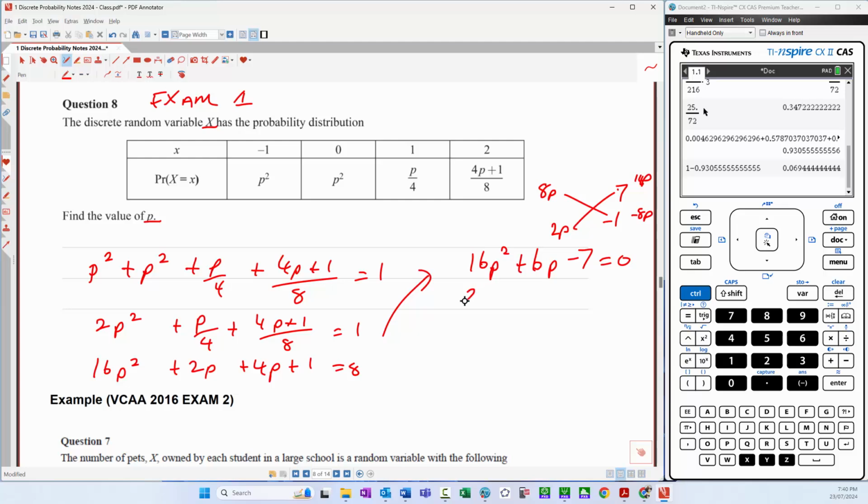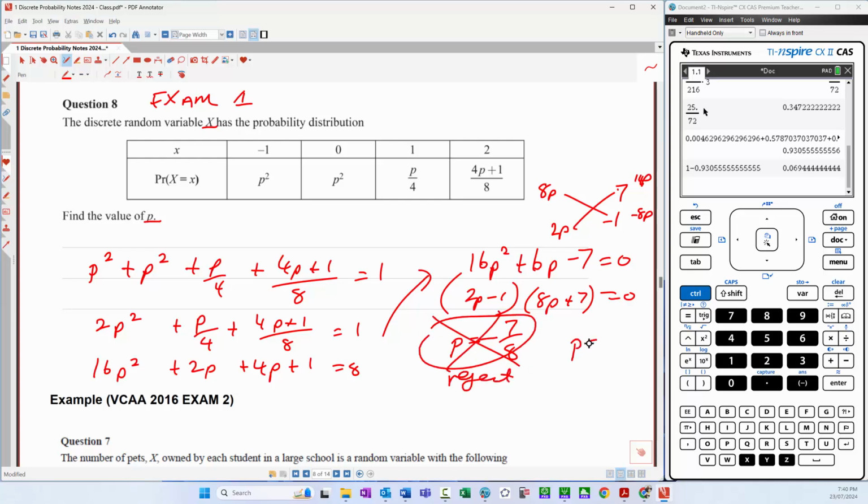So then we've got 2p take 1, and 8p plus 7 equals 0. P equals negative 7 on 8, which we're going to reject. And p equals a half. And there it is. So that's the value of p.